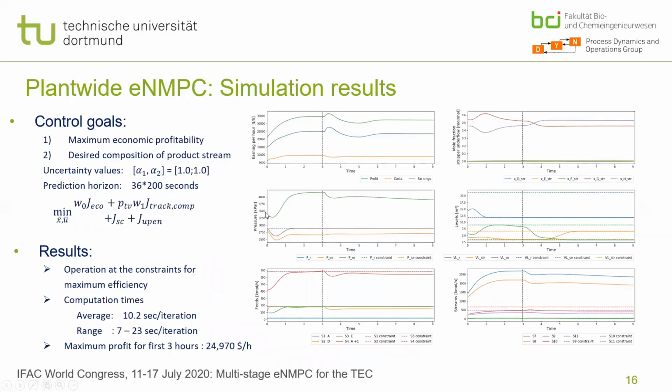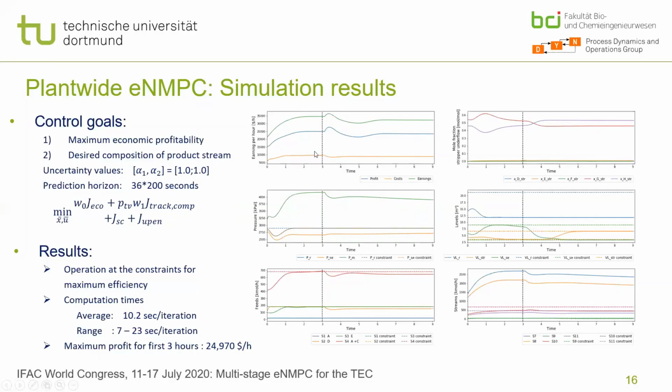As for the results, I will be showing you results with 2 control modes. The first one is the purely economics optimization, and the second one is a combination of economics optimization with composition tracking in stream 11. For the single stage NMPC, we are using the nominal values of the parameters, and of course we have a prediction horizon of 2 hours sampled with 200 seconds prediction step.